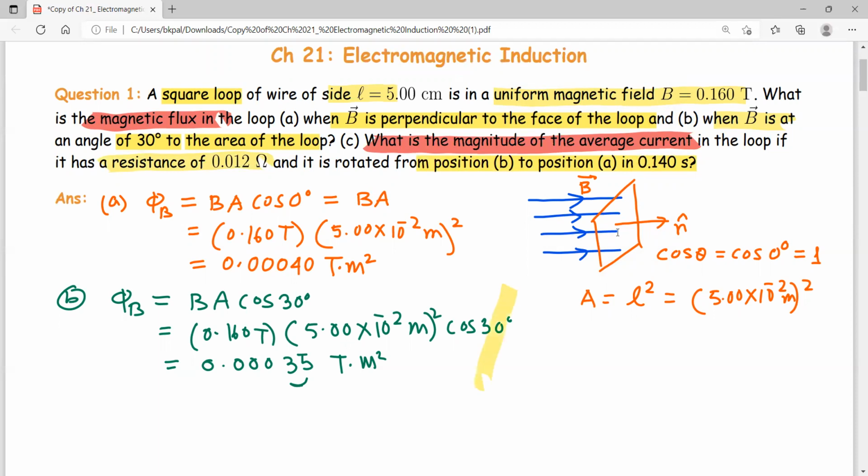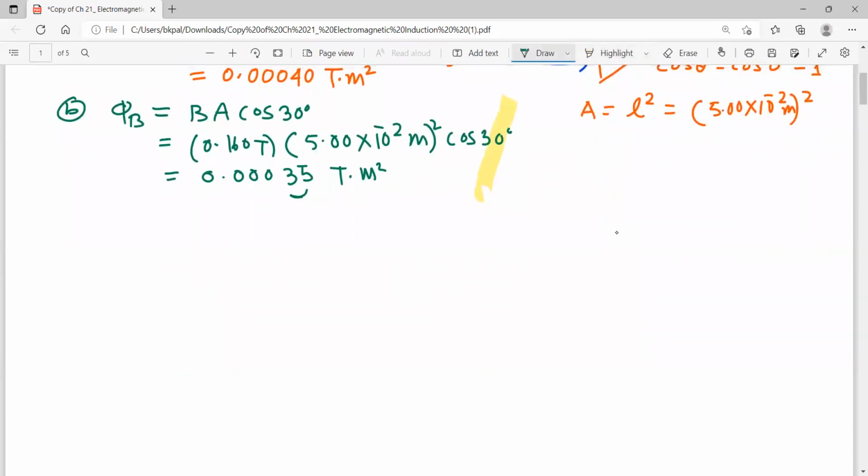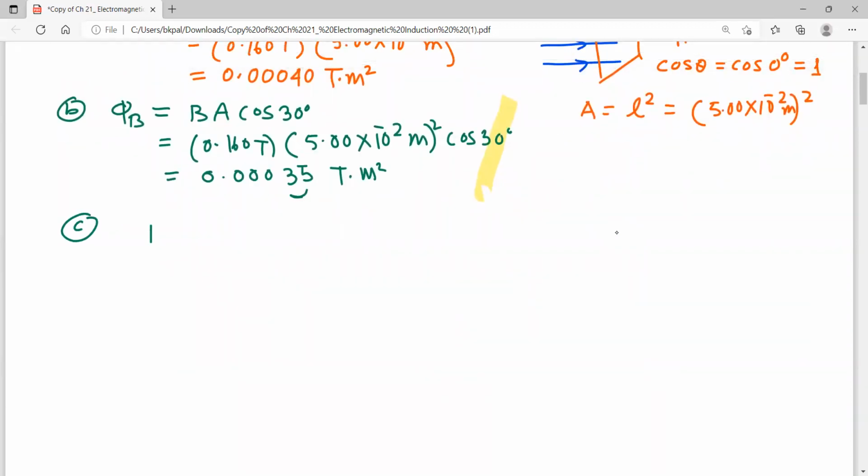You know that from Ohm's law, current is equal to V over R. Here V is the voltage difference, the potential difference, or the EMF, so we can write current equals EMF over R. We know R, so we just have to calculate the EMF. If we know the EMF, we can calculate the current.